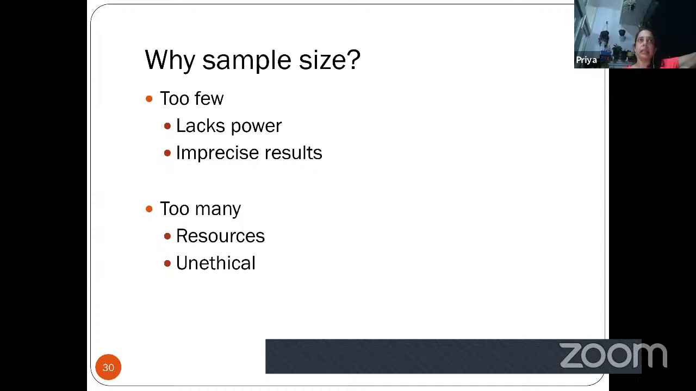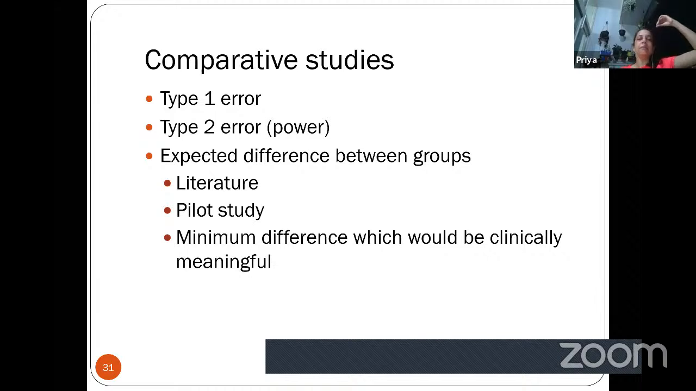And it's also unethical because, as your question could have been answered, you were not right in randomizing more patients than were needed. Now, when you're doing comparative studies, you need to tell the statistician what your type 1 error is, what your type 2 error is, which means what you want the power of the study to be, and the expected difference between groups.